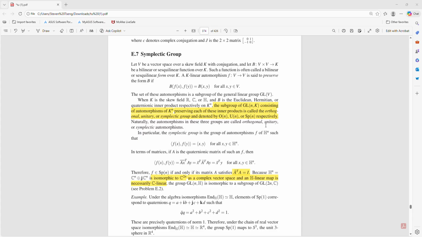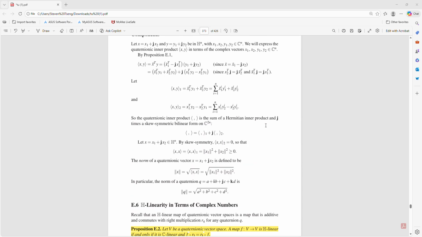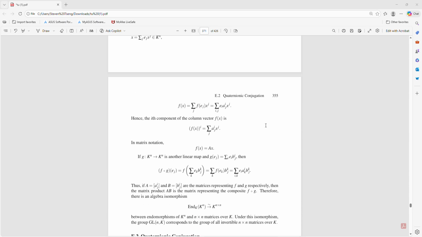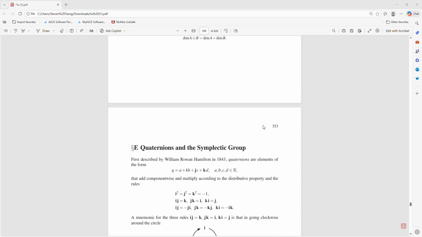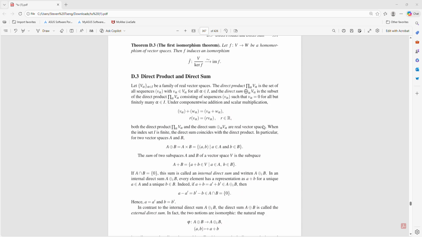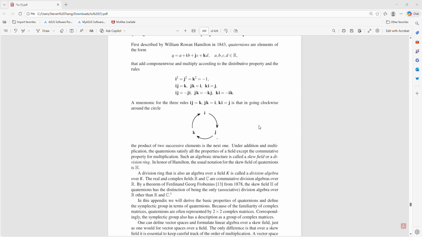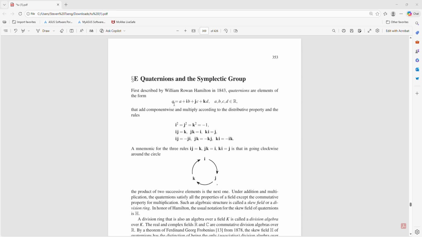Next, I will give some basic properties about quaternions. We see that a quaternion is similar to a complex number. The first coordinate is a real number, and the next three coordinates are like complex numbers.